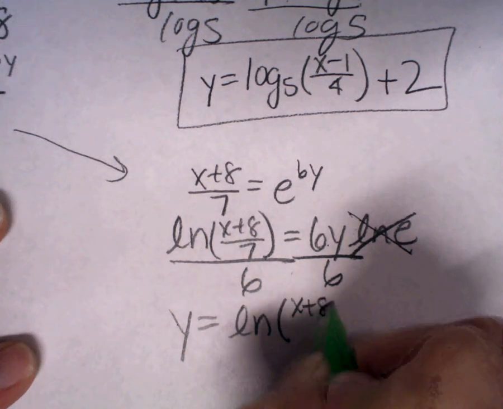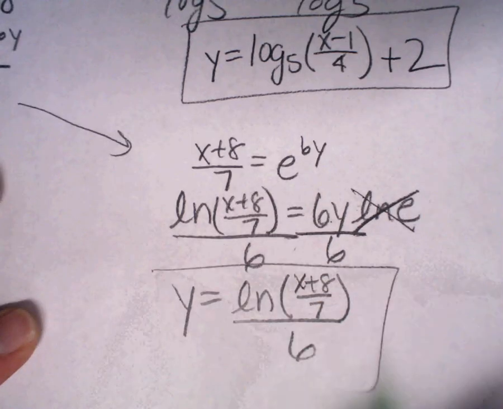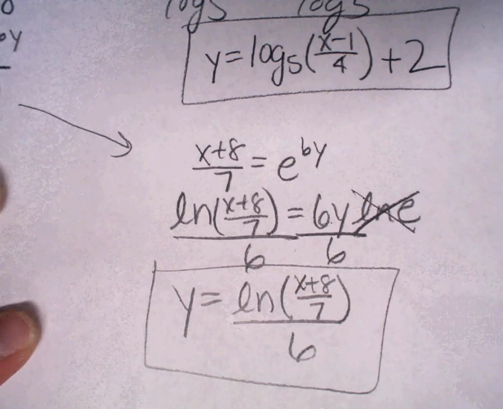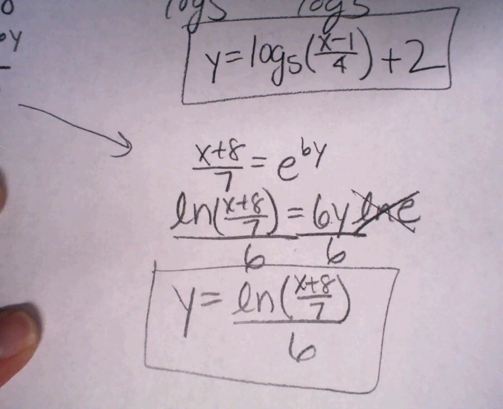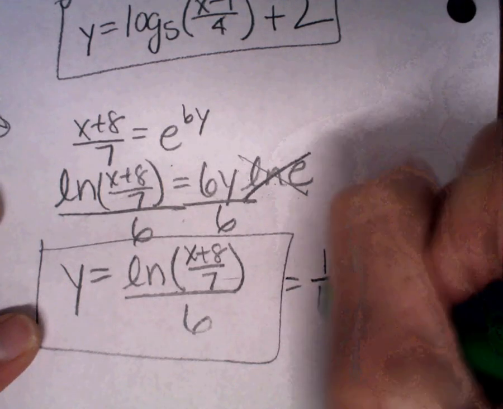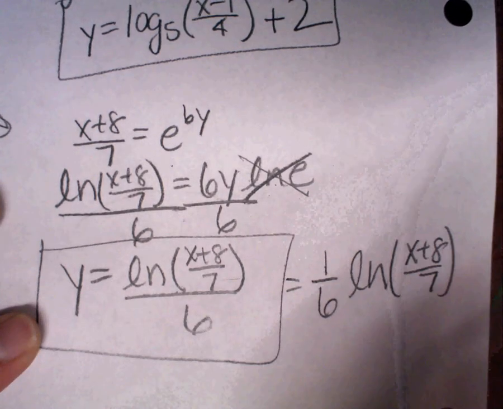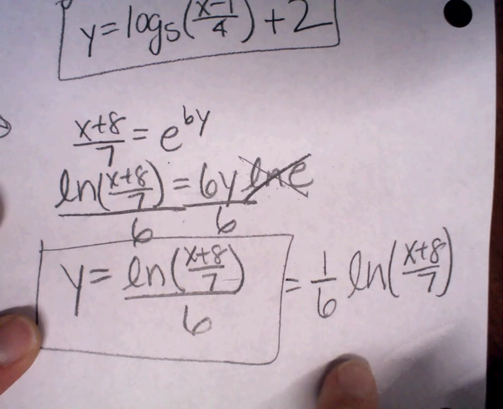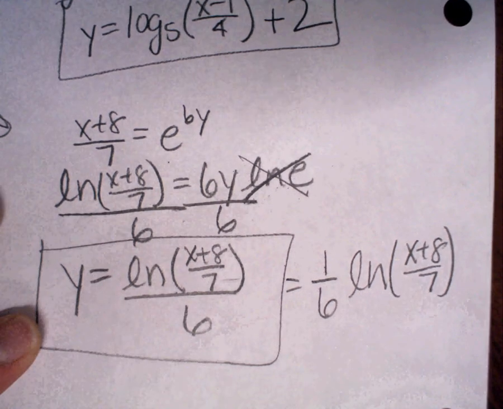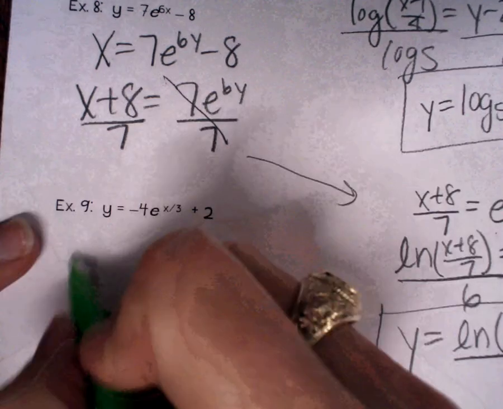It is extremely ugly, kind of like these video notes are with all the interruptions. But this is the answer. You can also write it, if you're wondering, 1/6 ln x plus 8 over 7, which is the same thing. So it doesn't matter to me which way you write it. I kind of like this way, but that's up to you. Keep working.